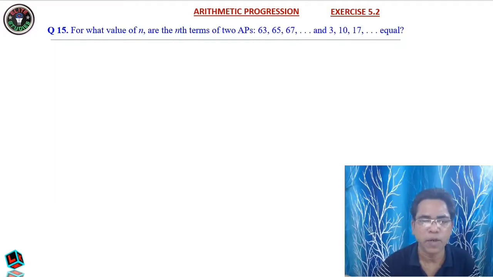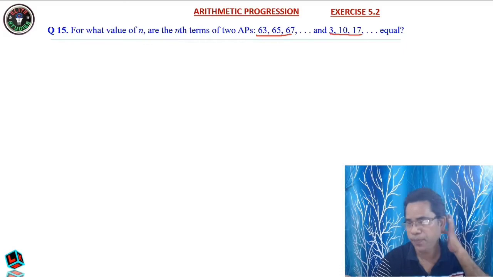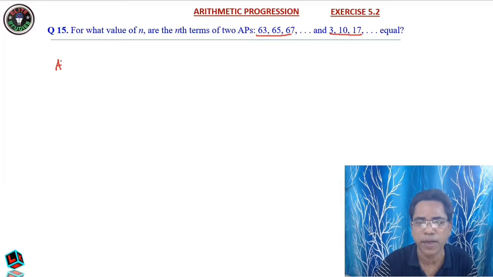Now we will do the last question of this class. Question number 15. For what value of N are the nth terms of the two APs 63, 65, 67 and 3, 10, 17 equal? Here there are two APs, so let us represent them as AP1 and AP2. First of all, let me explain. In AP1, what do we have? A is equal to 63, as you can easily see.